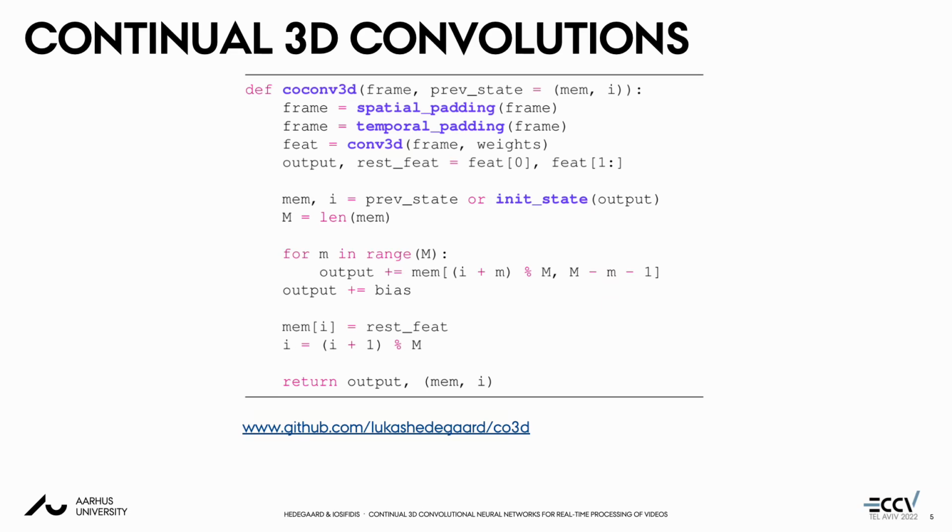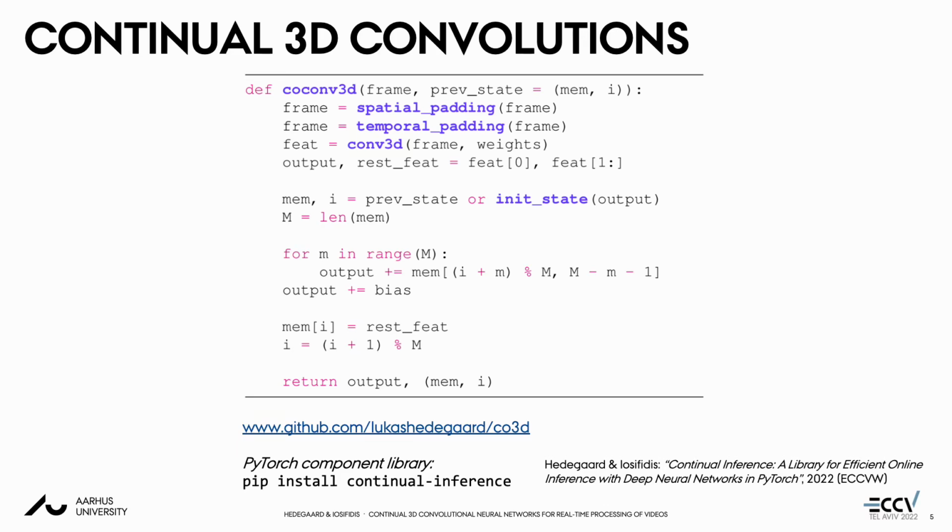We have also provided ready-to-use PyTorch modules in the continual inference library, which is readily downloadable via the Python package index. For those interested, we have a paper at the ECCV CATL workshop this year, which gives a comprehensive introduction to continual inference networks, as well as the details of the library design.